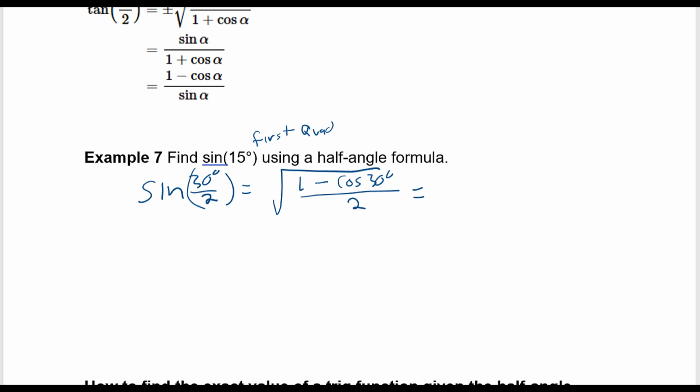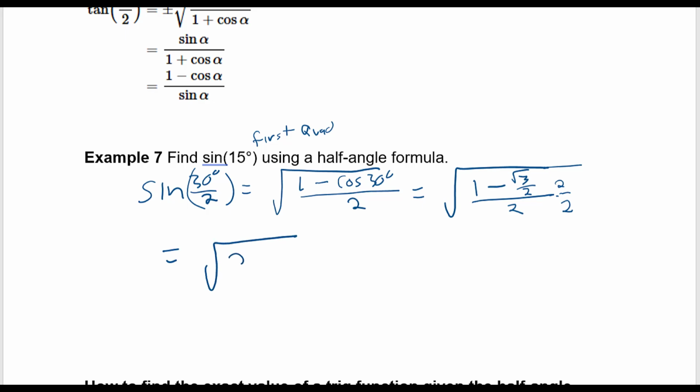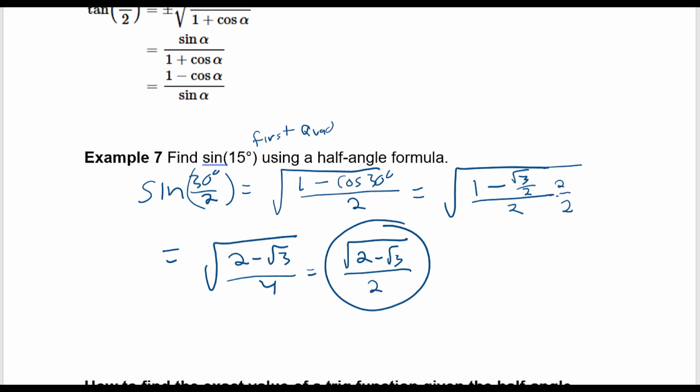And that's going to be the square root of 1 minus, now what's cosine of 30 degrees? As you've all memorized, it's square root of 3 over 2. We still have this 2 down here. Now let's see if we can simplify this a little bit. What if we multiply by 2 over 2 under the radical? We end up with the square root of (2 minus the square root of 3) over 4. Now 4 is a perfect square, so you could treat this as the square root of (2 minus the square root of 3) over 2, because the square root of 4 is 2. And that's it.